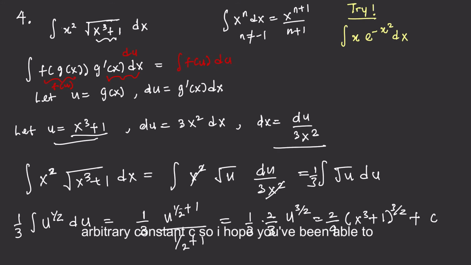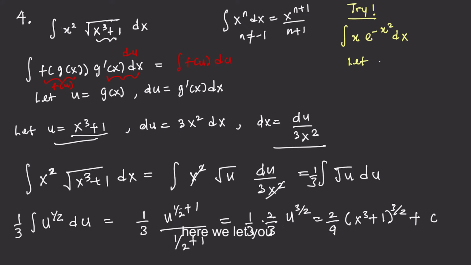So I hope you've been able to remember integration by substitution, so you can try this problem. Here also you are expected to use integration by substitution. And what is the proper substitution here? So here we let u be -x squared. Well, how do I know that I'm supposed to use -x squared? Just take the derivative, because you see that this is a function of another function.